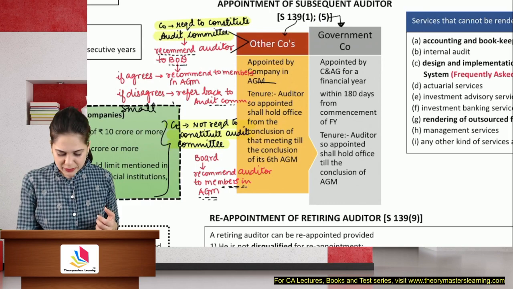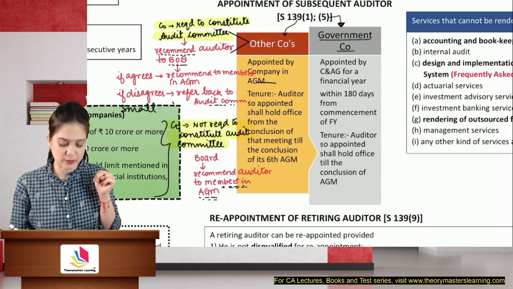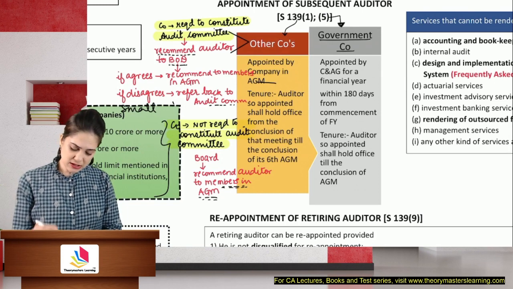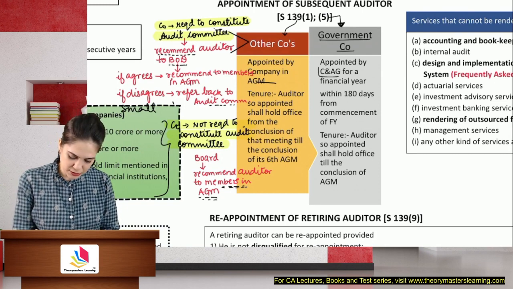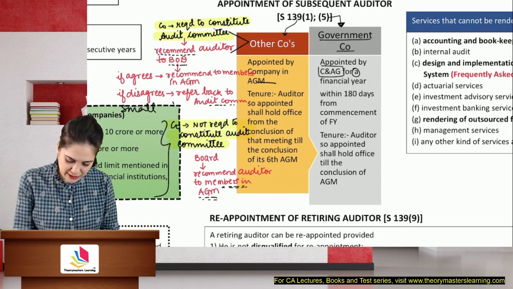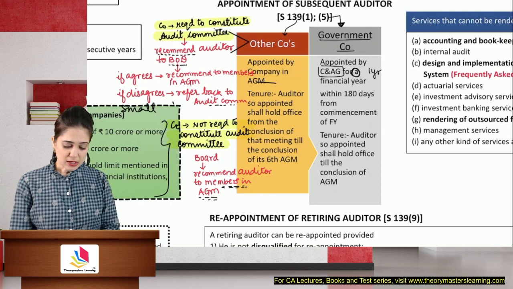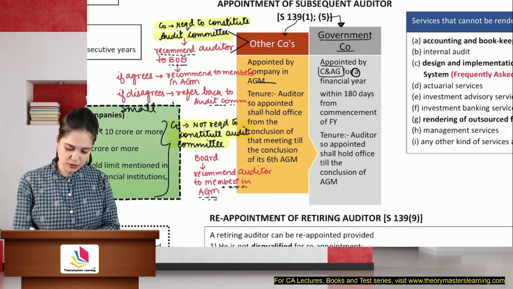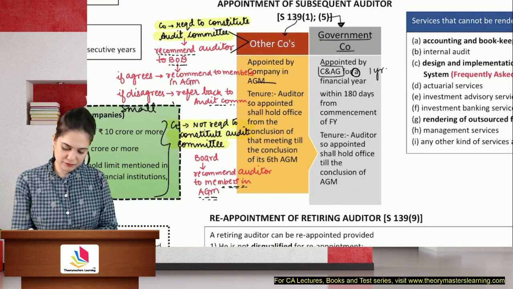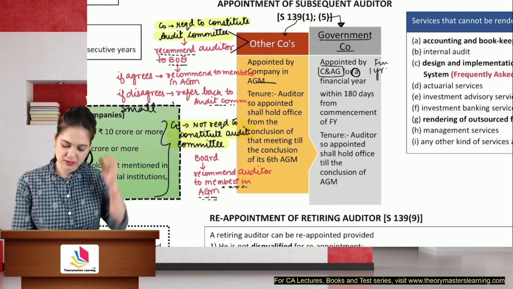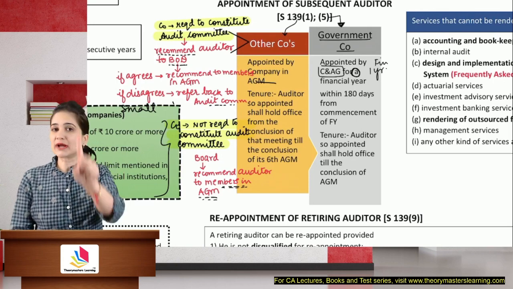What about appointment of an auditor in case of a government company? Very important provision, can be asked as a 2-mark question. The subsequent auditor will be appointed by the Comptroller and Auditor General of India for a financial year. It says 1 year. So over here, they are talking about a period of just 1 financial year. If you want, I can write that also, financial year. So in this case, the auditor is appointed for just 1 financial year.